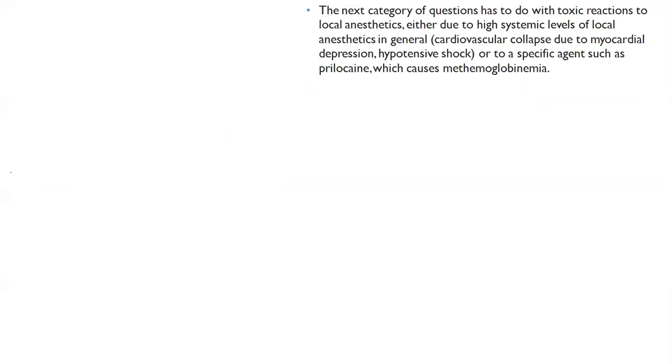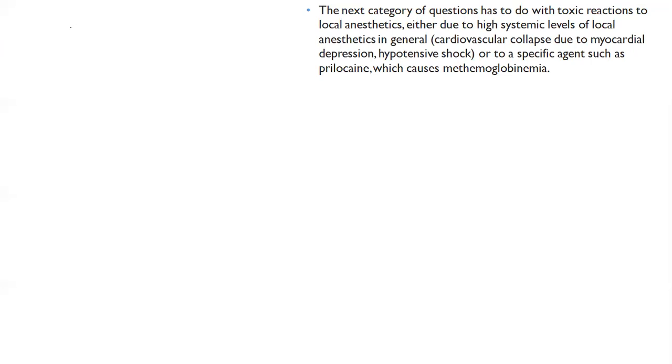Now, the next kind of questions that are usually asked in the exam are mainly to do with the toxic reactions of local anesthetics, either due to the high systemic levels of local anesthetics in general or to a specific agent such as prilocaine, which can cause methemoglobinemia. So I'll be talking about that in detail. But before that, let me write down a few points that are important.